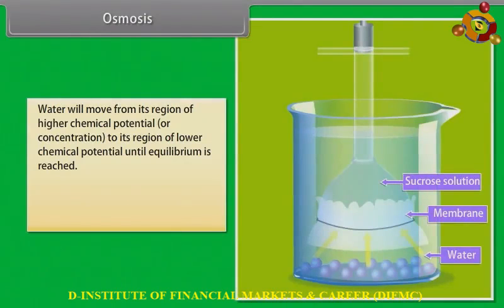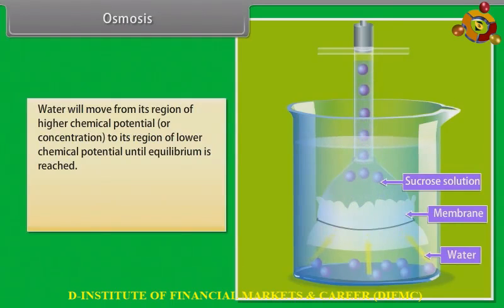Take a thistle funnel filled with sucrose solution and then keep it inverted in a beaker containing water. The solution of sucrose in water taken in the funnel is separated from pure water in the beaker through a semi-permeable membrane, such as an egg membrane. Then what will happen? We will observe that water will diffuse across the membrane to raise the level of the solution in the funnel. This will continue till equilibrium is reached.